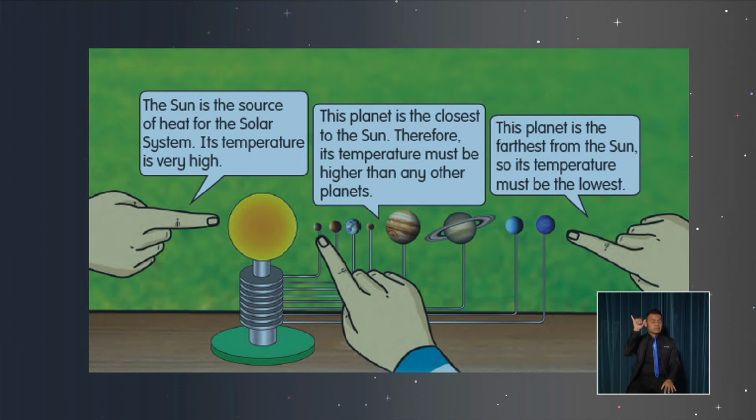Yes, good job. The temperature of the nearest planet to the Sun is higher than the temperature of the farthest planet from the Sun. However, Venus has the highest temperature in the solar system because of its thick atmosphere that traps heat.